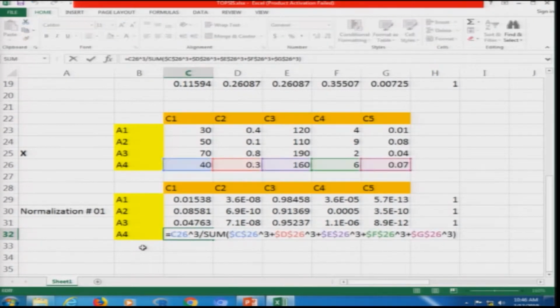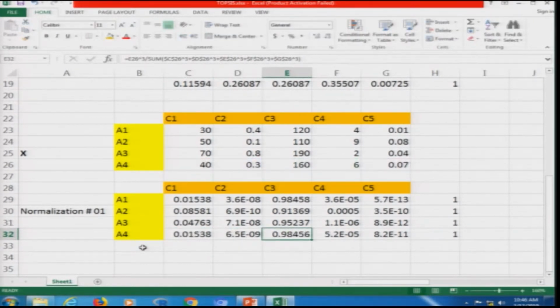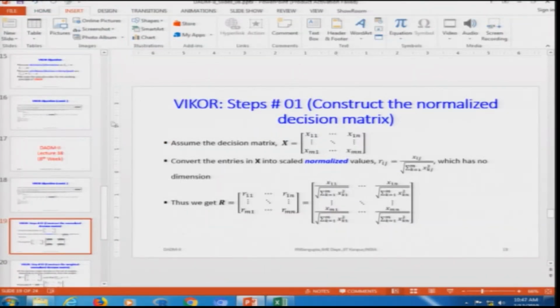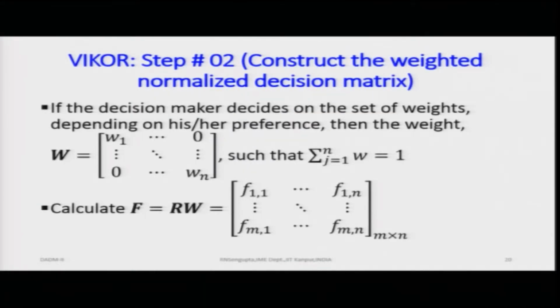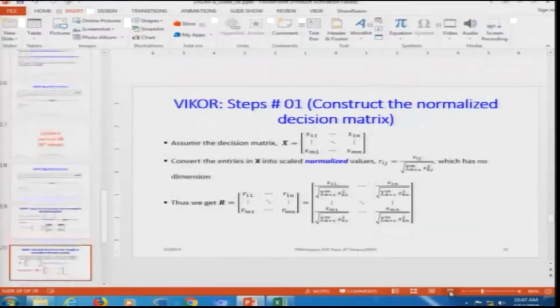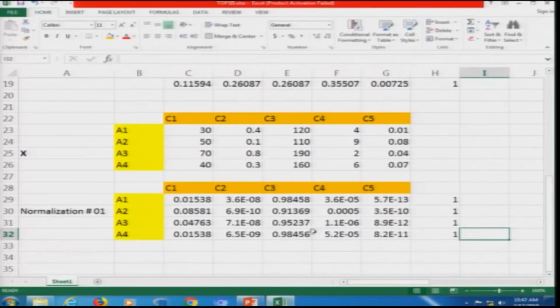So, let us check whether the values are the same. I could have done the column-wise also. Now, once it is done, these parts are done. So, I have normalized them. Once normalized, I go to the next step, which is basically to find out the weights, give the weights. So, let us go and give some weights.